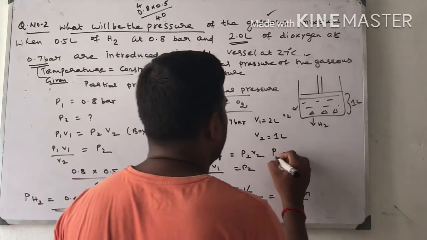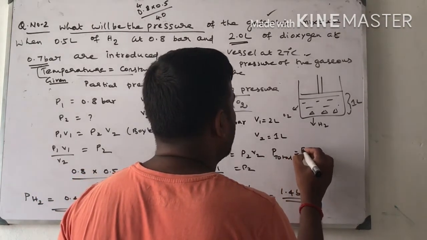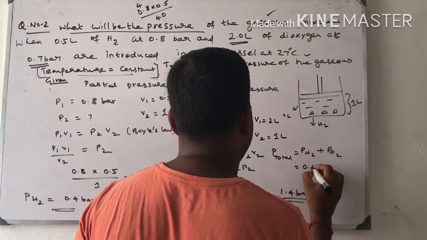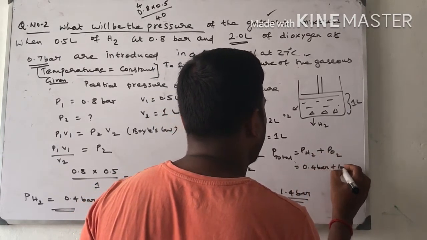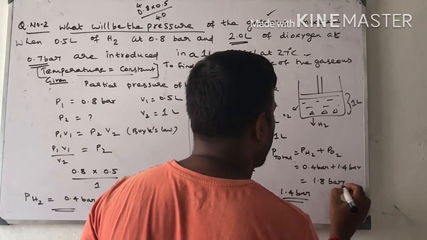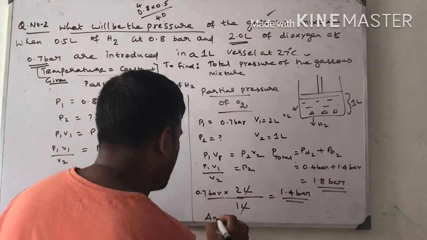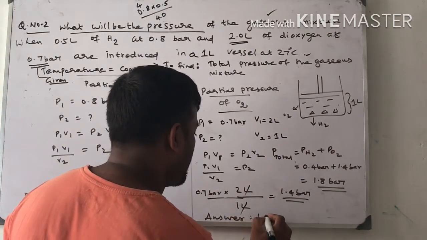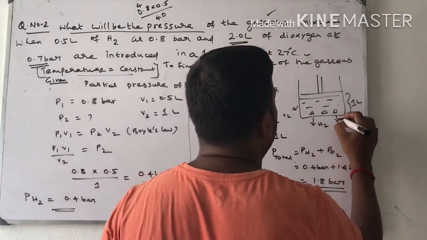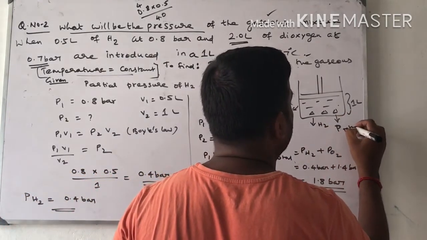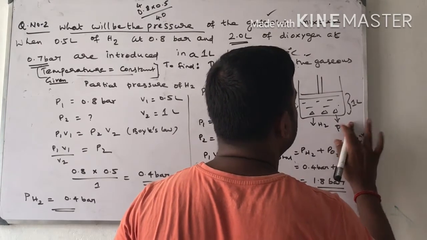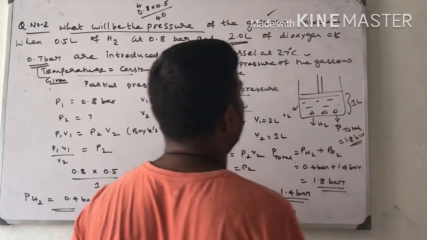So P total is equal to pH2 plus pO2, which is equal to 0.4 bar plus 1.4 bar, equal to 1.8 bar. Answer is 1.8 bar. This is the total pressure of the mixture. Total pressure P total is equal to 1.8 bar. So now we have found it.